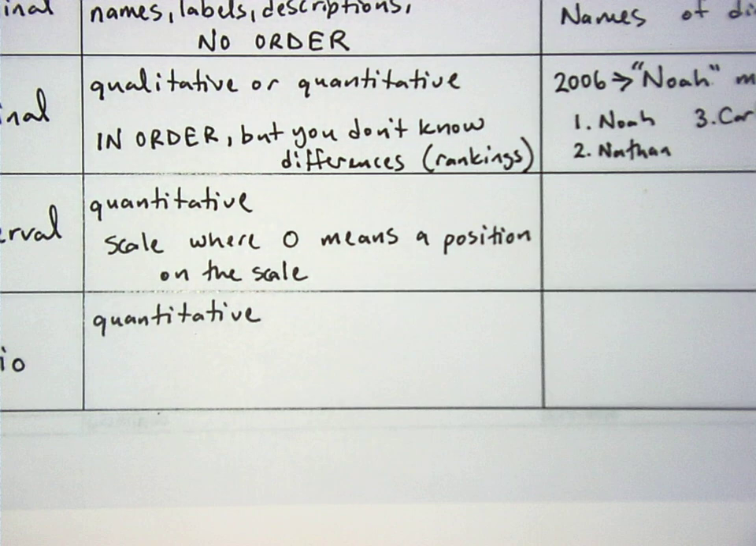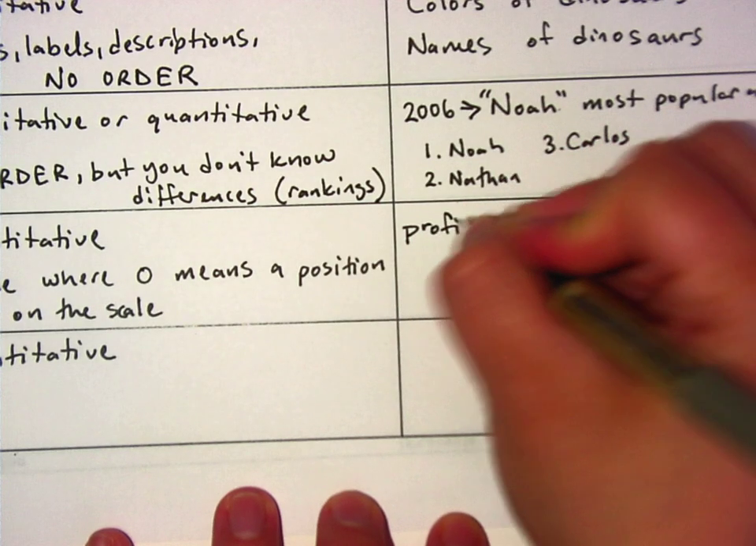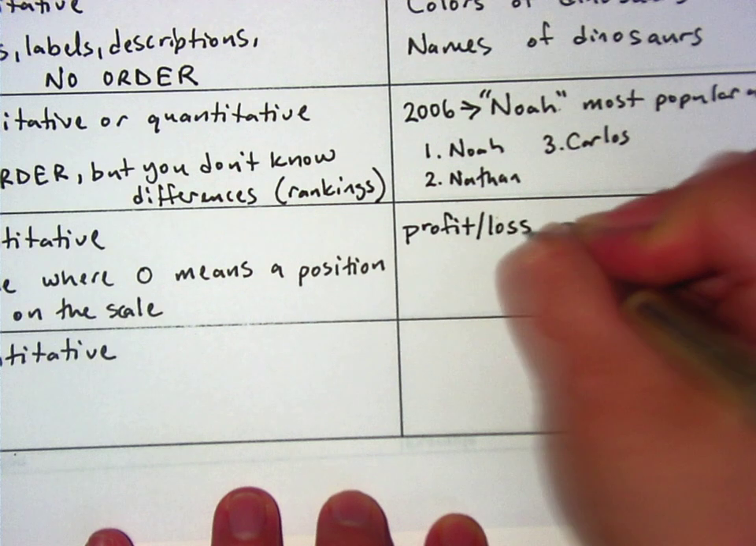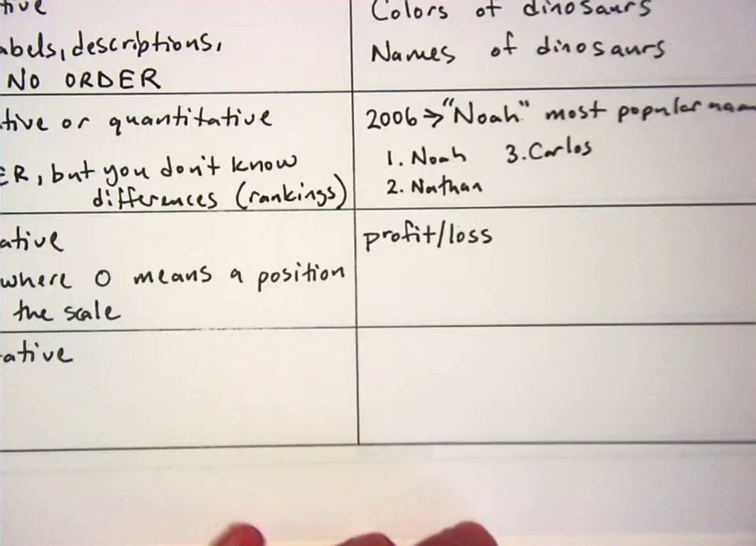Can anybody think of a number situation where we could go above and below 0? Something in real life where we might have negative numbers? Yeah? Talking about profit from a restaurant or something. Mm-hmm. Profit loss. If we're talking about, oh, okay, we're in debt or we made money. That's true. That's definitely interval.